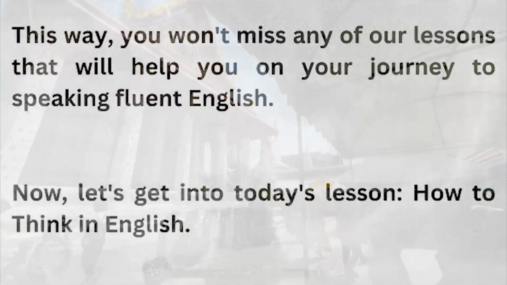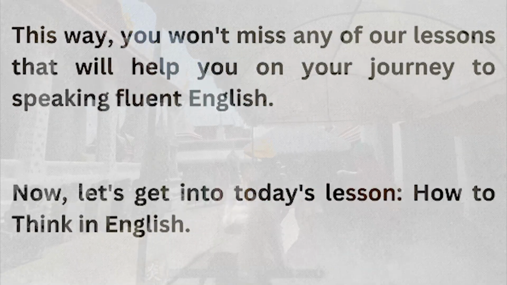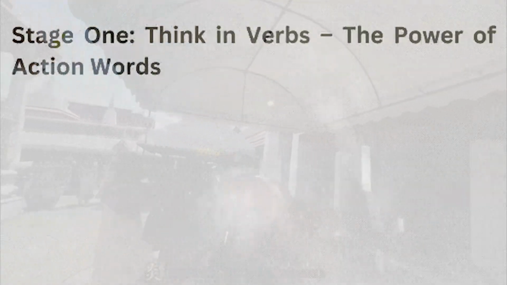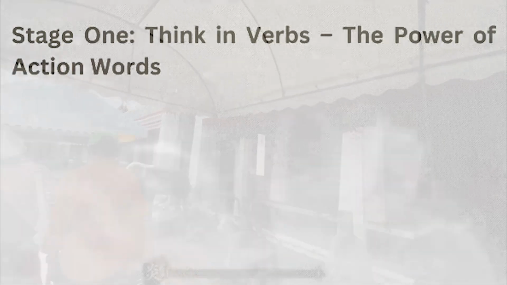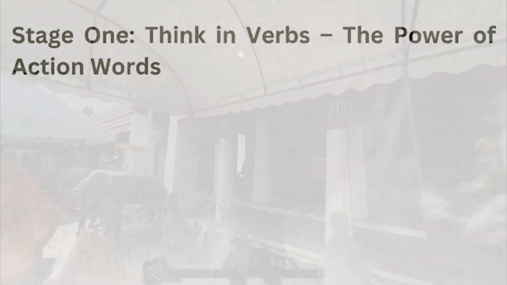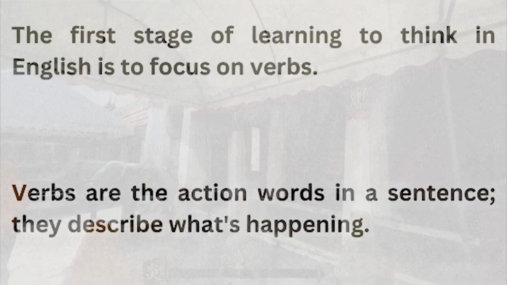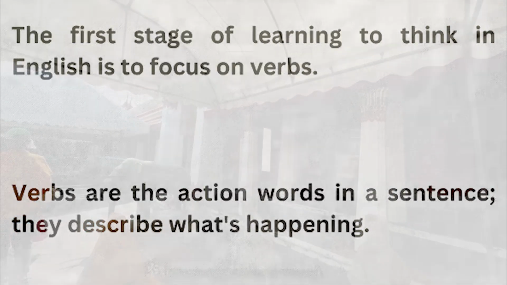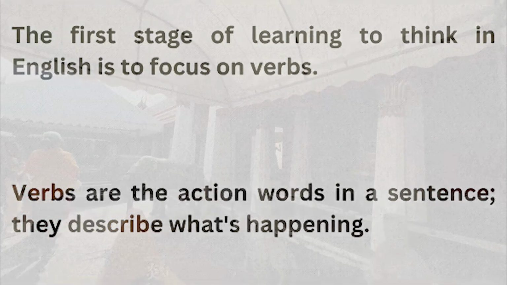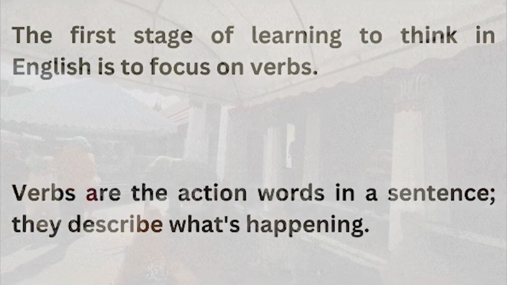Now, let's get into today's lesson, how to think in English. Stage 1. Think in verbs, the power of action words. The first stage of learning to think in English is to focus on verbs. Verbs are the action words in a sentence.